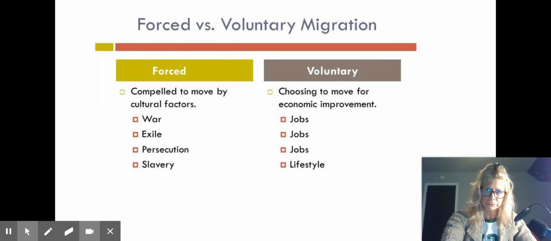Very sad. All right, and just be familiar with examples of forced and voluntary migration and be able to list some specific examples of those. When you have forced migration, it's usually going to be the result of a war, exile, persecution, loss of freedoms, or even slavery. And then obviously voluntary migration is going to be more choice motivated, and it's going to revolve around economics and jobs, and could be a change of lifestyle.